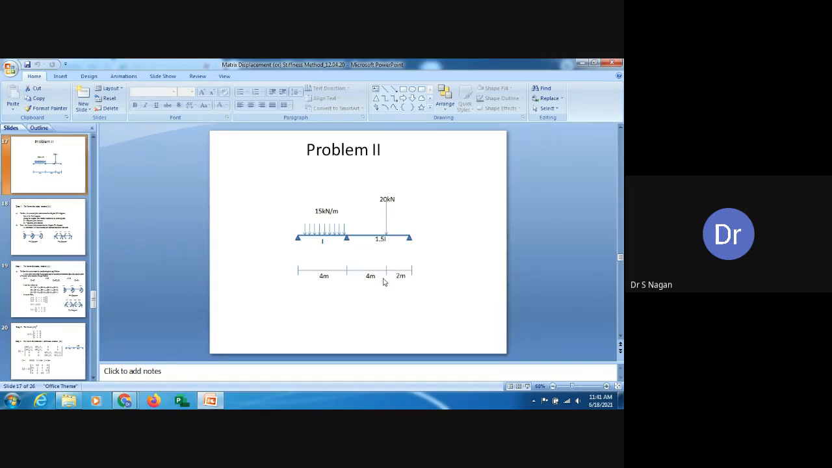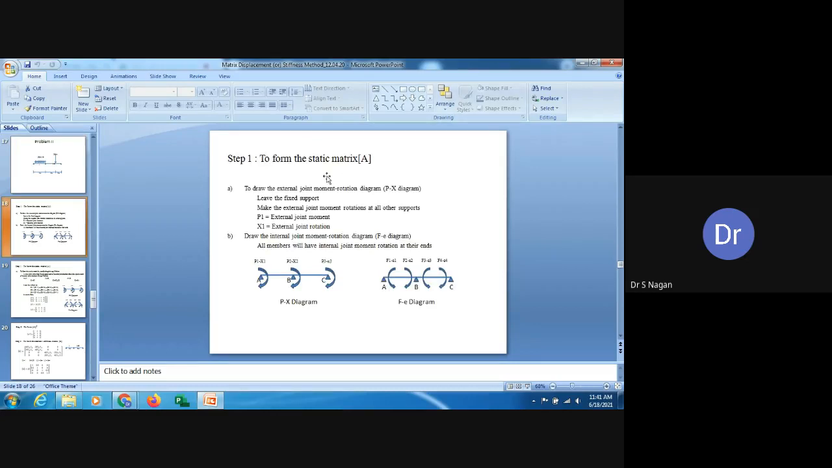Okay, so the first step is to form the static matrix, so to draw the external joint moment rotation diagram, the PX diagram. Please see how the PX diagram changes for this case, because you don't have any fixed support. Therefore, P1 X1 here, P2 X2 here, P3 X3 here. So this is the PX diagram.